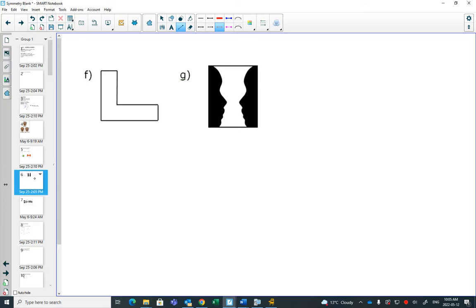Now, for number F, mine looks thicker. Is it? But it might be an optical illusion. Is it the same thickness on yours and the same length? It looks longer. Okay. If it was the same thickness and the same length, this is where your reflection would be. But if it's off a little bit, it might be none.